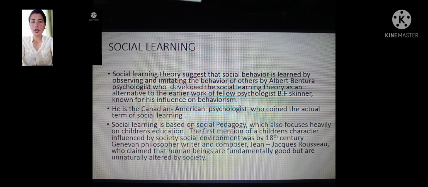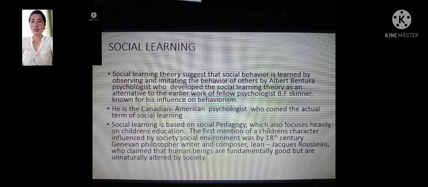It is human nature to want to be accepted by others. So we automatically observe how others behave and what the consequences are in order to adapt our behavior. The term social here refers to the fact that one adjusts one's behavior based on observation of other people in a social setting to achieve outcomes. Bandura is the Canadian-American psychologist who coined the actual term social learning.